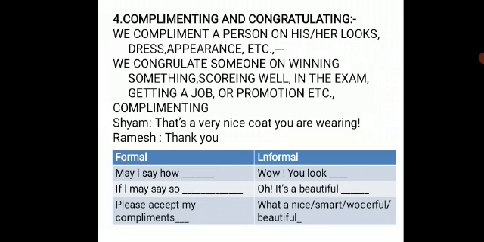Now again there are two ways, a formal way and an informal way. Simply we can't go and say to anybody, "Hey, you're looking beautiful today, huh? And hey, what a new dress, from where did you buy?" We can't use such language if we want to be really decent. So in a formal way, we have to say, "May I say how beautiful you are looking. If I may say so, your dress is very beautiful. Please accept my compliments." These are the three formal ways.